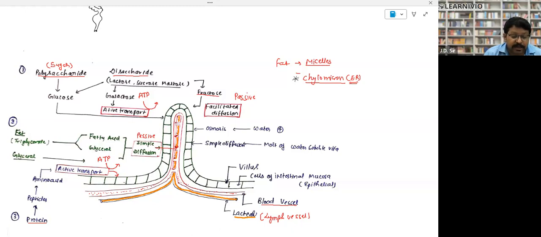They are first incorporated into small spherical water soluble droplets called micelles. Full stop.